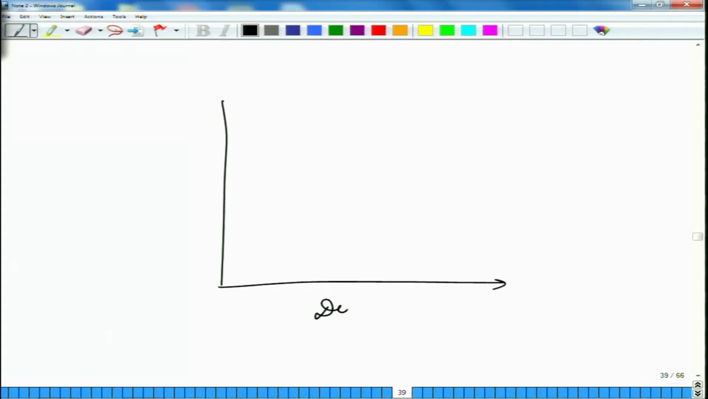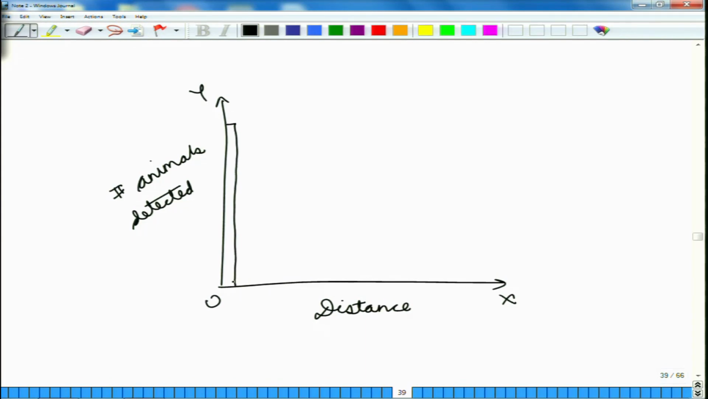So, essentially when we draw the curve, it will be like this. You have distance and the number of animals detected. At a very close distance, at a distance of 0, when your animal is actually on your path, you are able to see that animal.